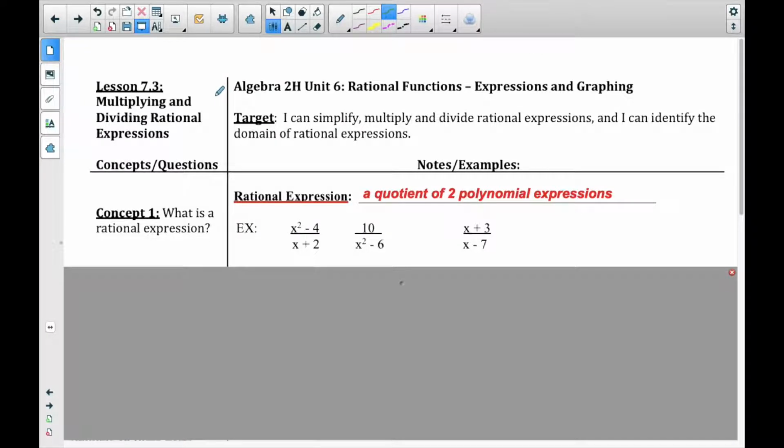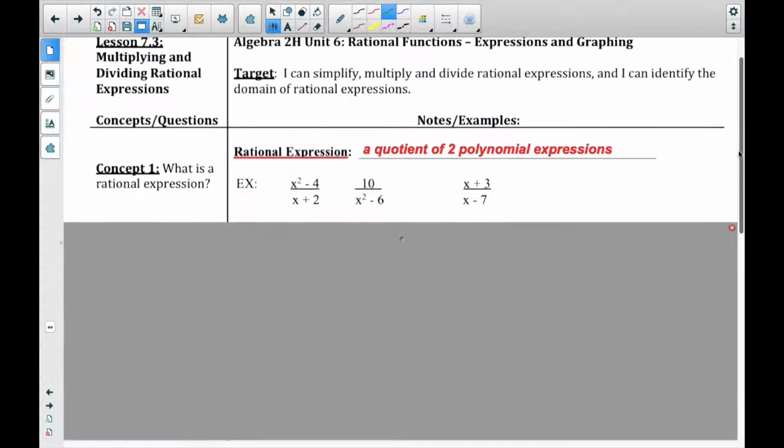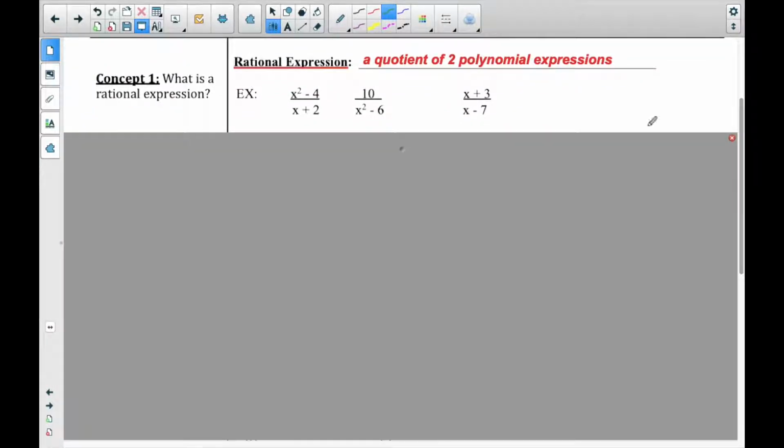This video is going to be about multiplying and dividing rational expressions. We looked at rational expressions a little bit the other day on our Desmos activity. We were looking at adding polynomials, subtracting polynomials, multiplying polynomials, and finally dividing polynomials. And that's what a rational expression is. A rational expression is a quotient of two polynomial expressions.